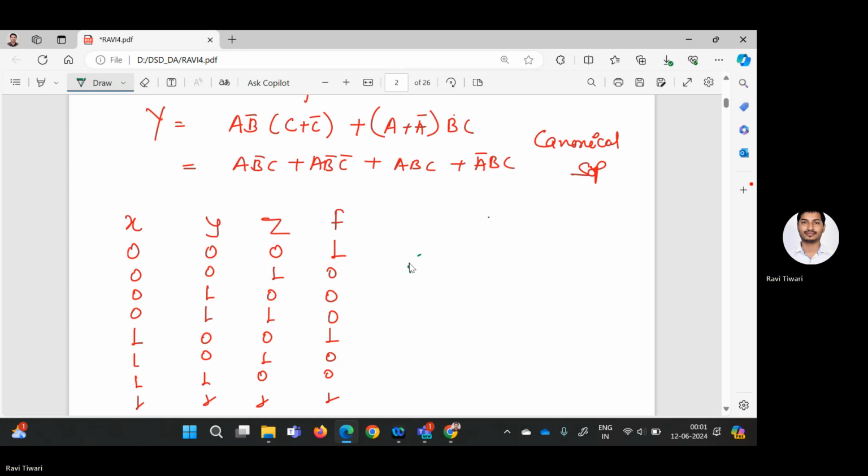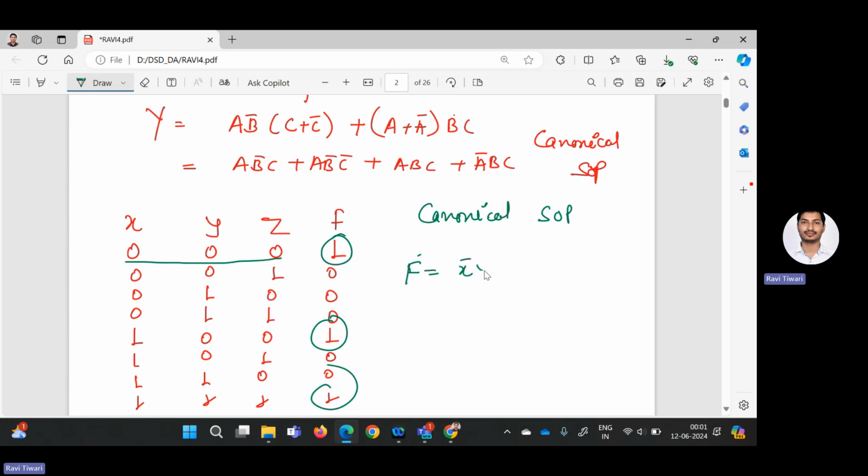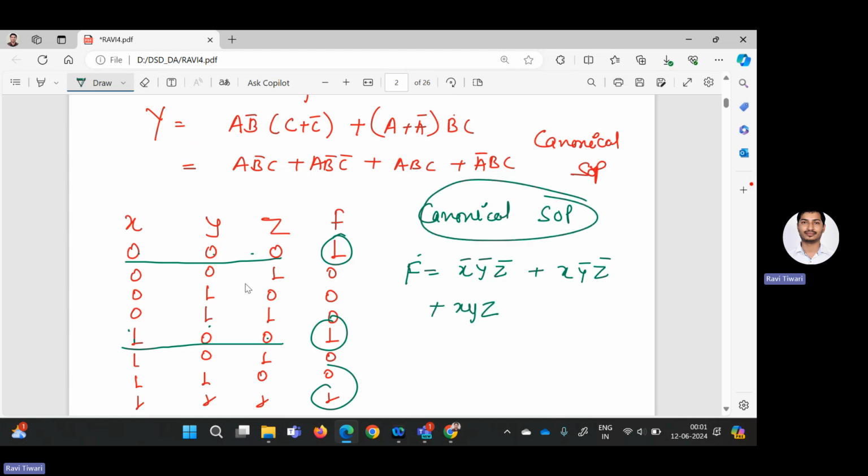So f will be written when the function value is 1, because we have to write it as a canonical SOP form. So this is written for these expressions. What is that? This is x bar, y bar, z bar, because all are 0, 0, 0, and 0 is represented by its complement form. Similarly, here you see plus x, y bar, z bar, because x is 1, y is 0, and z is 0. Similarly, plus x, y, z. So this is the canonical SOP.